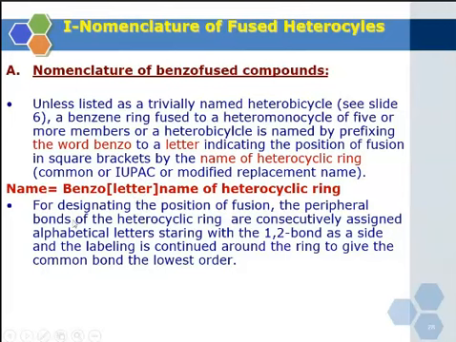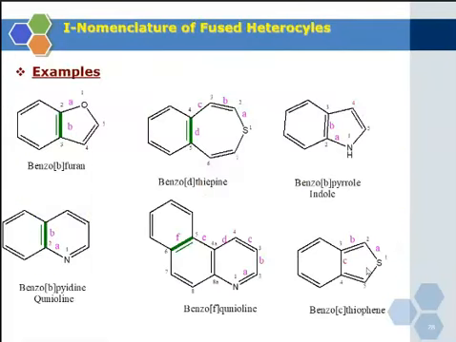Clear? Now, for designating the position of fusion, the peripheral bonds of the heterocyclic ring are consecutively assigned alphabetical letters, starting with the 1,2 bond as the A side. Read it as the 1,2 bond, that is the bond between position number 1 and 2 is denoted as the A side, and the labeling is continued around the ring to give the common bond the lowest order. Here we can see these rules followed in a clear way.